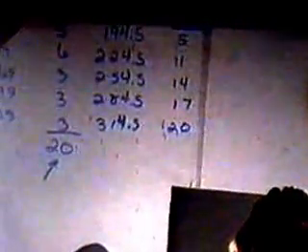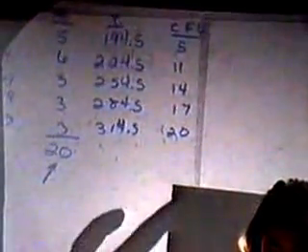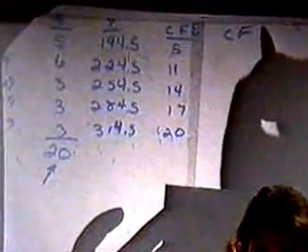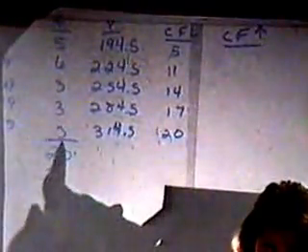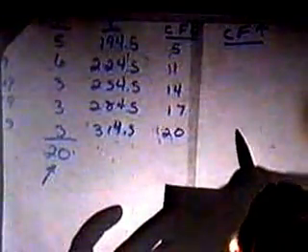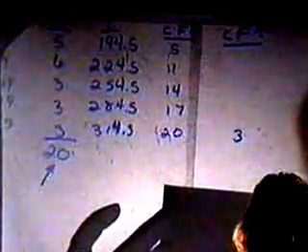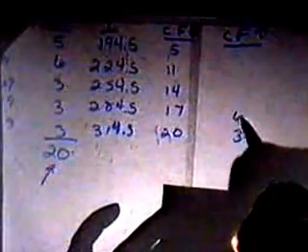Here we had 2 cumulatives, 1 cumulative that was the less than cumulative. Now we have a more than cumulative. We start at the bottom this time. To be able to move up, you have to start at the bottom. 3, 6, 9.